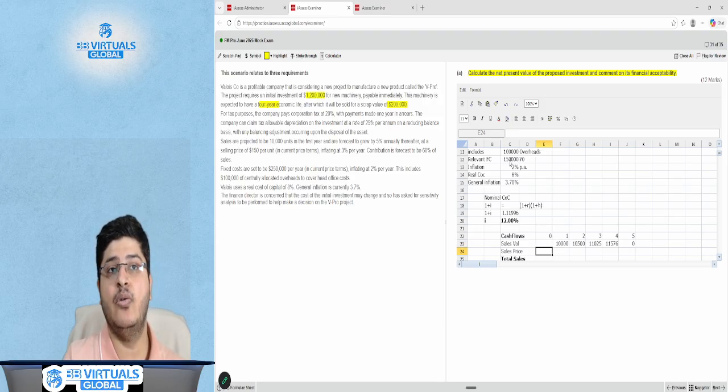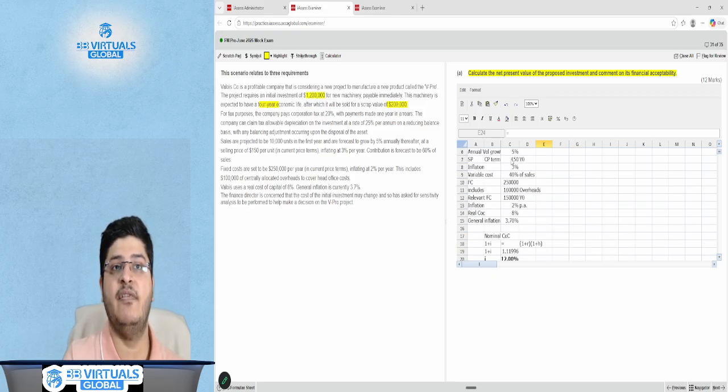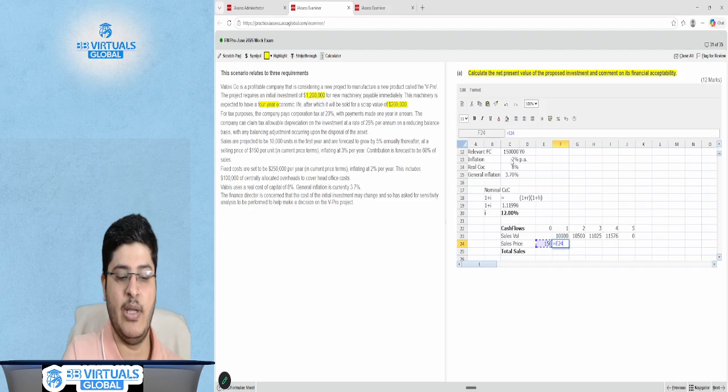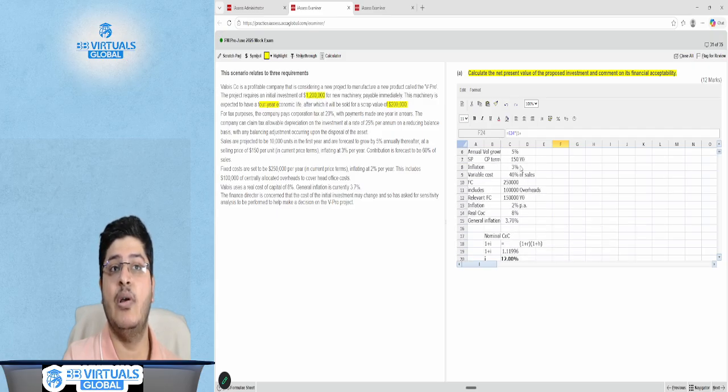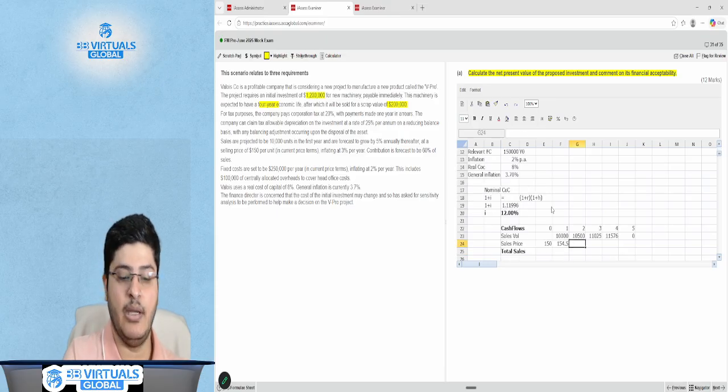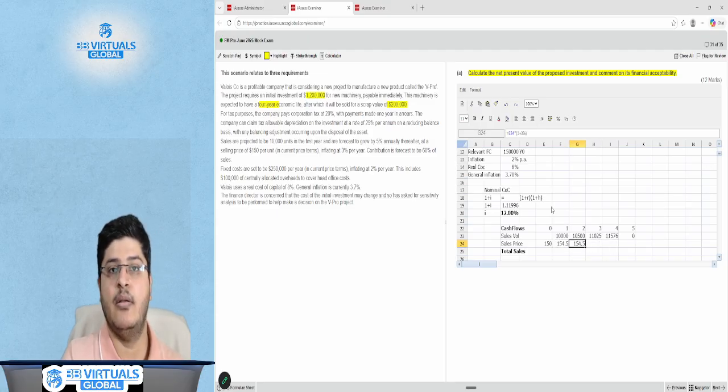Now sales price. What is the year 0 sales price? Year 0 sale price was given at 150. This is the year 0 amount. Now you will have to calculate this multiplied by 1 plus, what is the annual inflation? The annual inflation was 3%. I am typing 3% so that I don't have to link again and again. Okay, now I will copy the same formula and paste it. It's pasted. 1 plus 3%. Okay, clear?